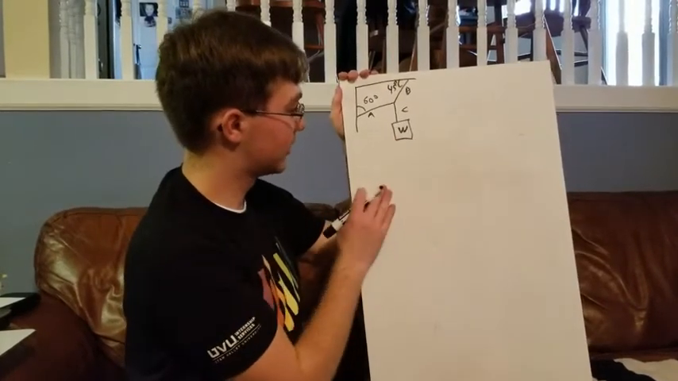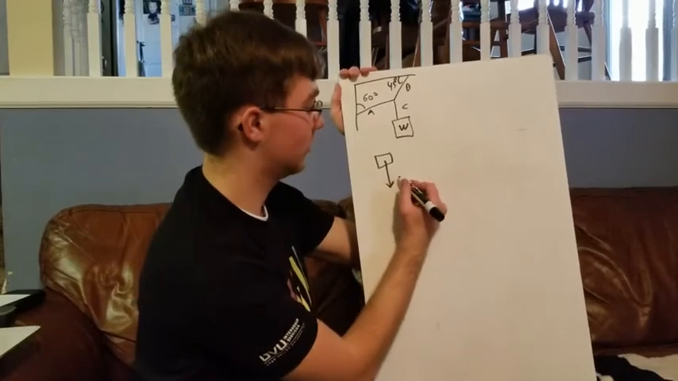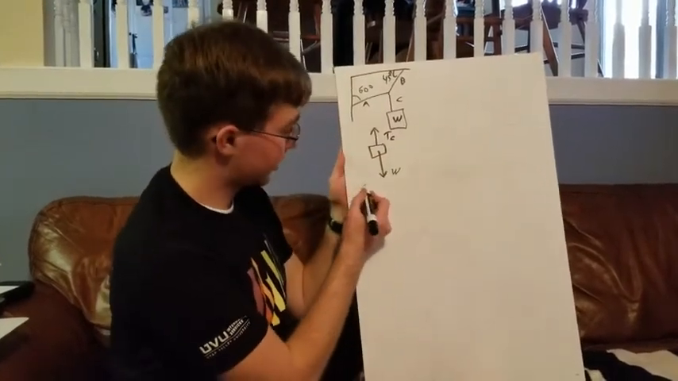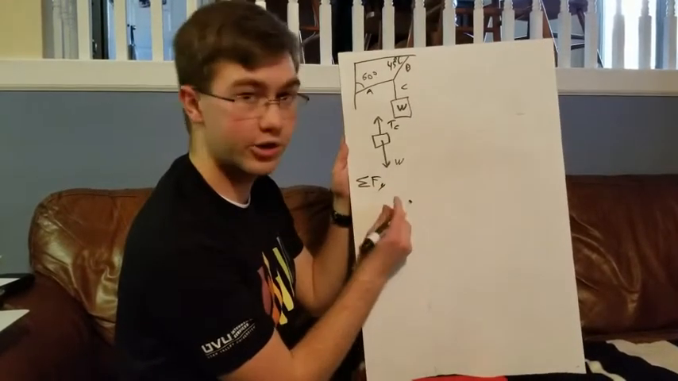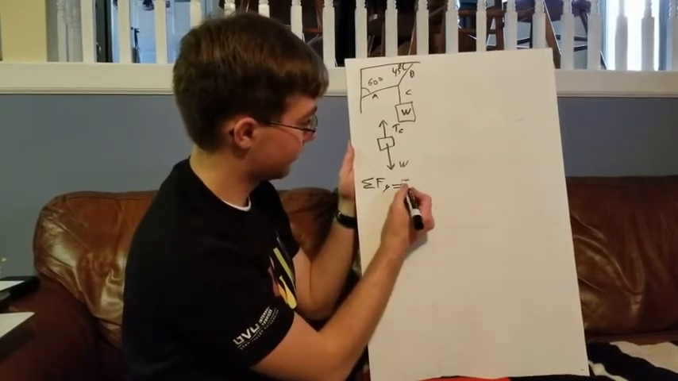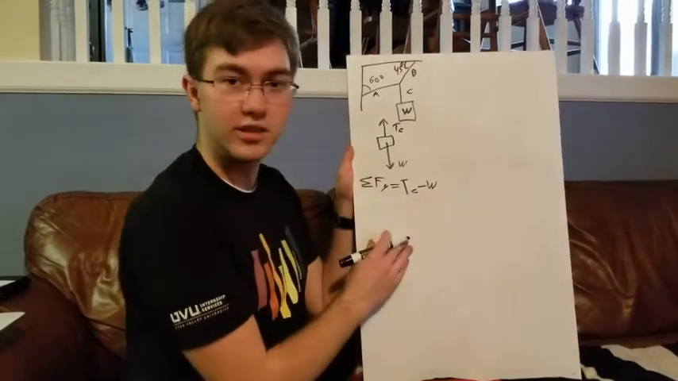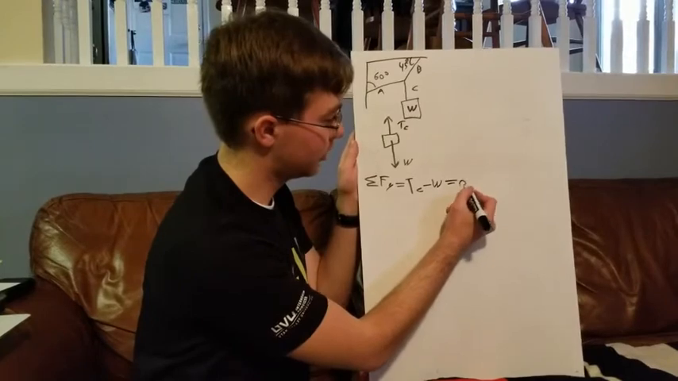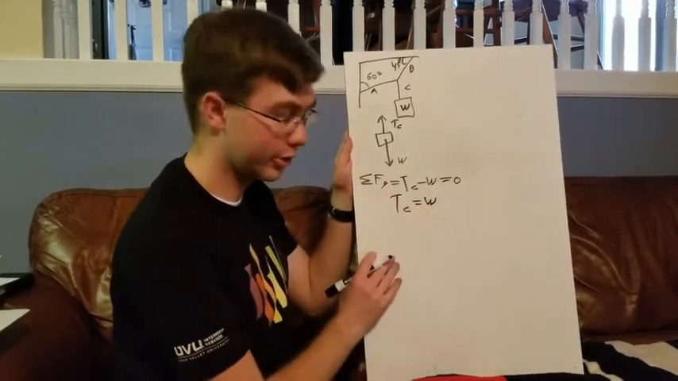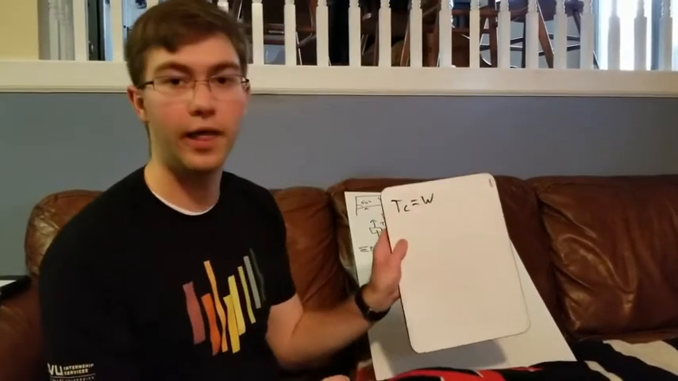So I'm going to start by looking at this system. I'm going to draw a free body diagram. So this is my object. It has a force of gravity equal to W, and then a force of tension, tension C. Now if I look at the sum of forces in the y direction for the system, that equals tension C minus W. And since the system is not accelerating, they sum up to 0. So I can say that tension C equals W. Tension C equals W. And that is my first answer.